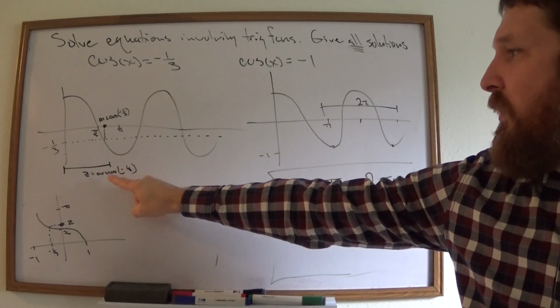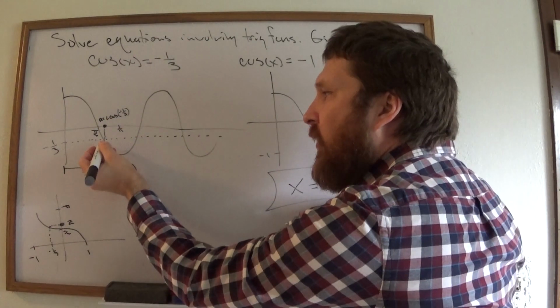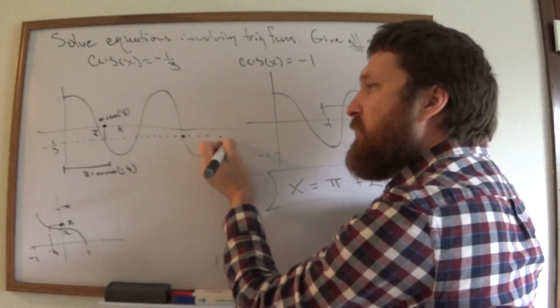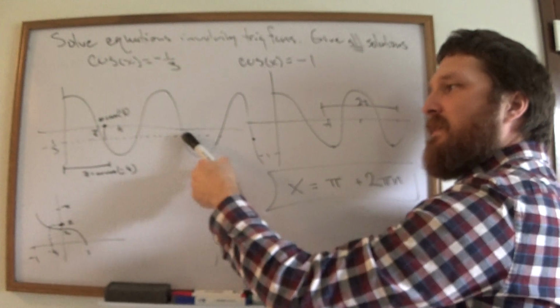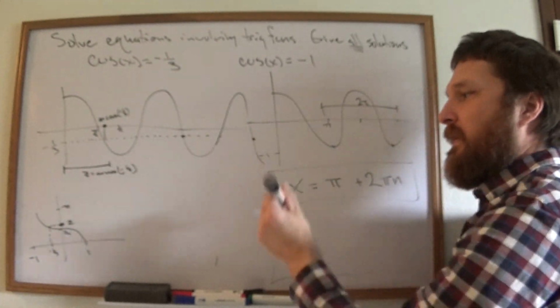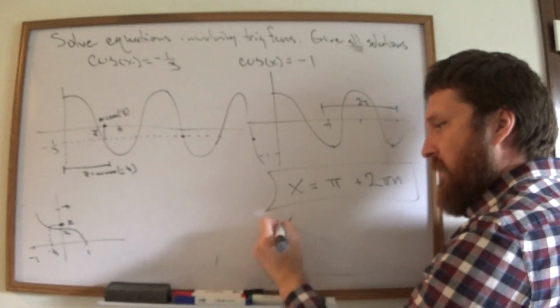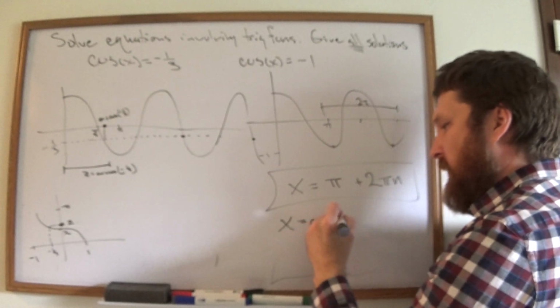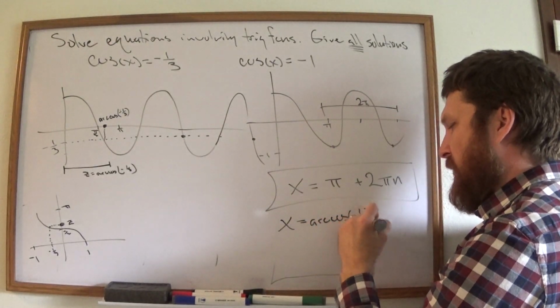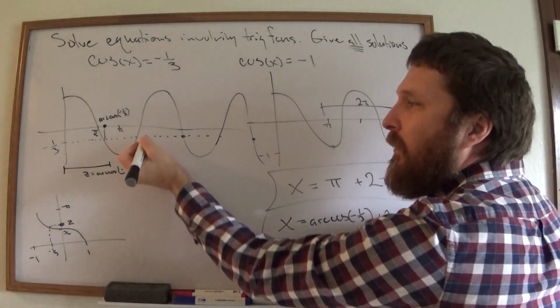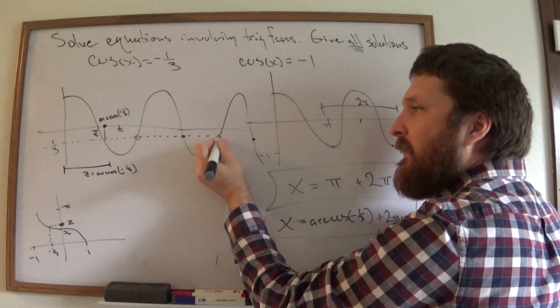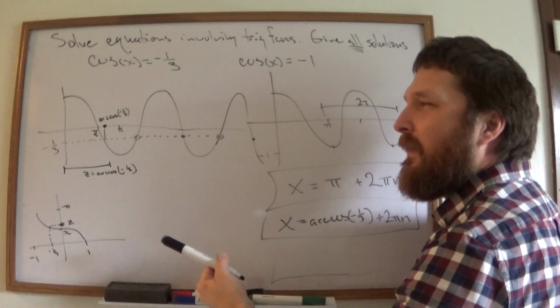Also, we know that if I could get all of these other ones by doing the 2 pi trick, you just add 2 pi and you'll get all of these other ones here. So I'm going to take care of that and say arc cos of minus 1/3 plus 2 pi n. But now what about all of these ones? It would be 2 pi minus arc cos.